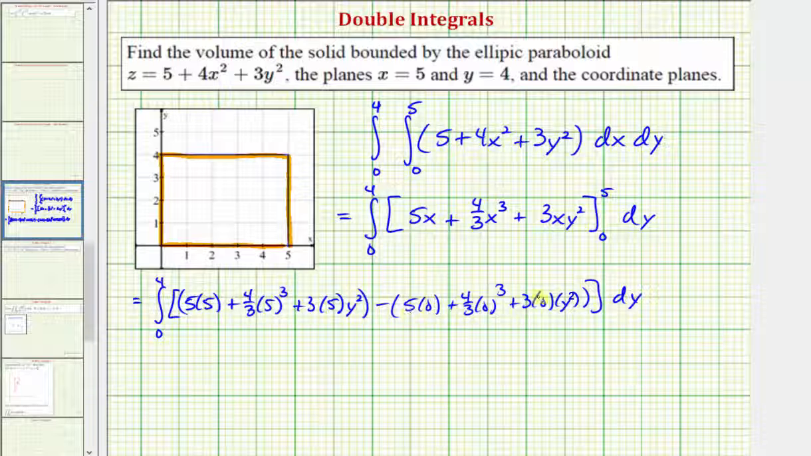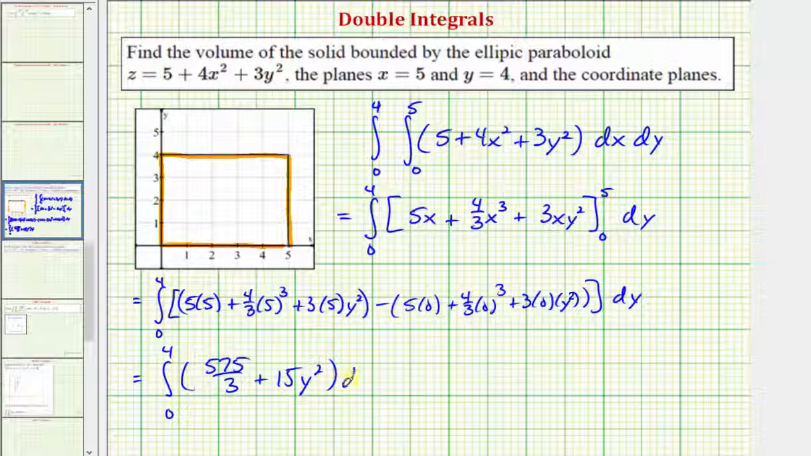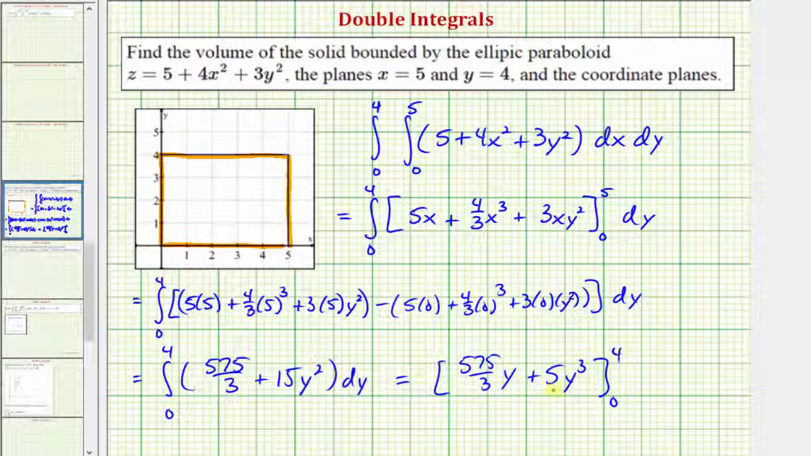Notice all these terms here would be 0, so we're left with the integral from 0 to 4 of, here we have 5 squared plus 4/3 times 5 cubed. That comes out to 575 thirds. Then we have plus 15y squared. And now we integrate with respect to y. So we'd have 575 thirds y, and then we'd have plus 15 times y cubed divided by 3, which gives us 5y cubed. Let's finish this on the next slide.